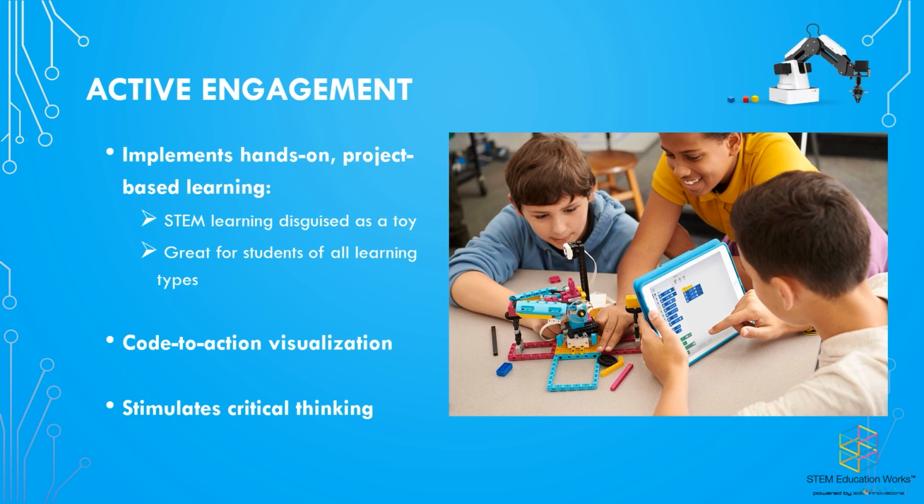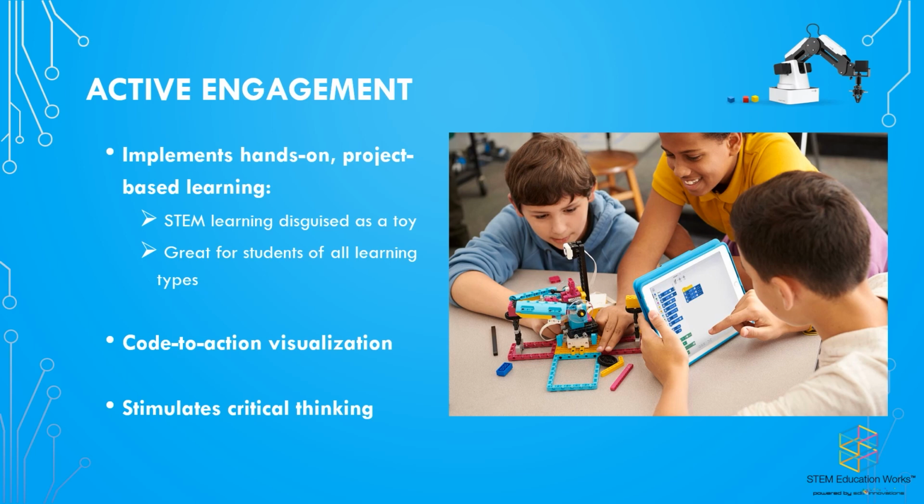So the first factor that I think is really important is active engagement. Tools like the robotic arms that we see here really implement hands-on project-based learning. It's STEM learning disguised as a toy. And this thing in many ways is a learning tool and a toy at the same time. And it's great for students of all different learning types.